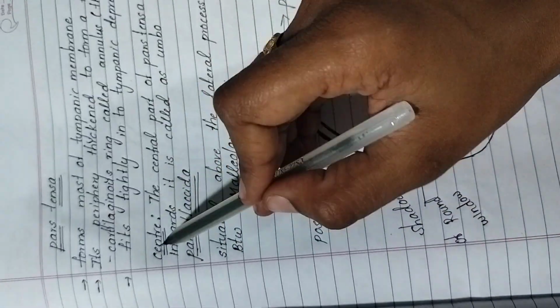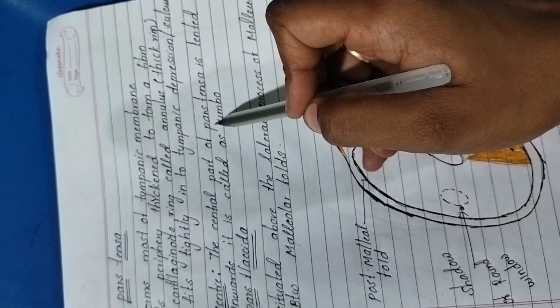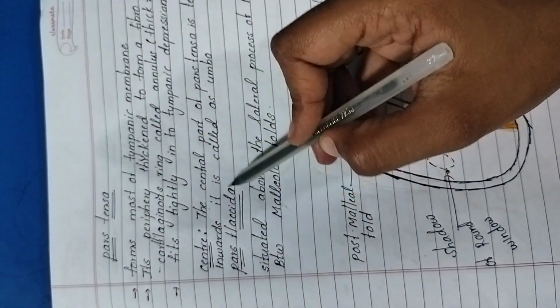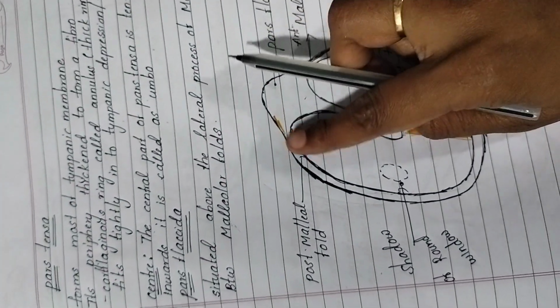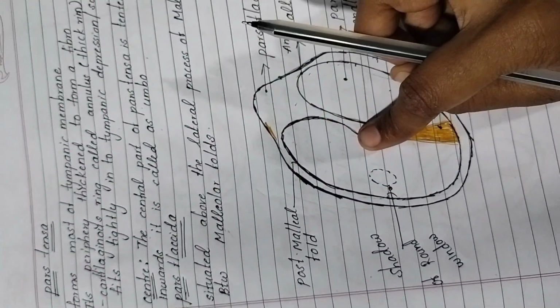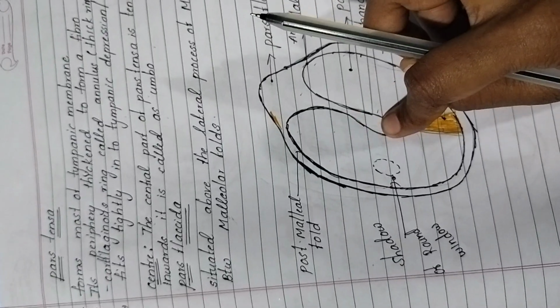And the center part of the pars tensa is tented inwards and it's called as umbo. So this is pars tensa and the center part is tented and this is known as umbo.